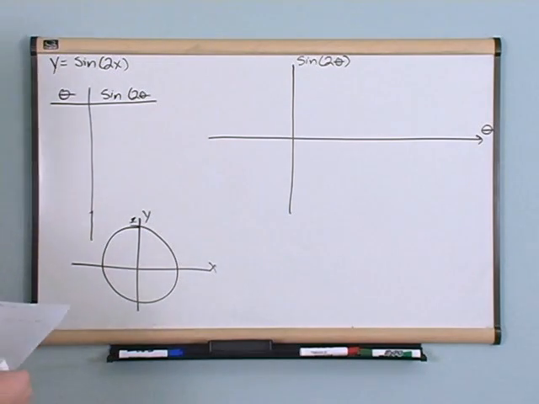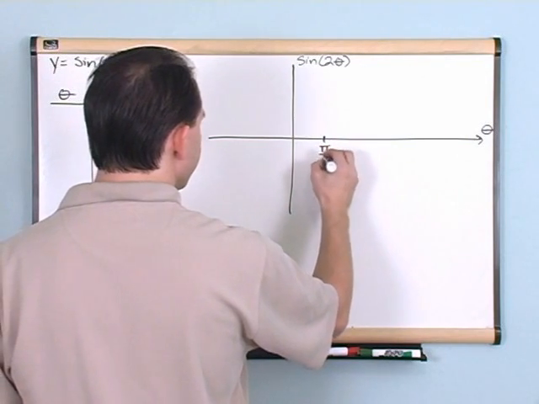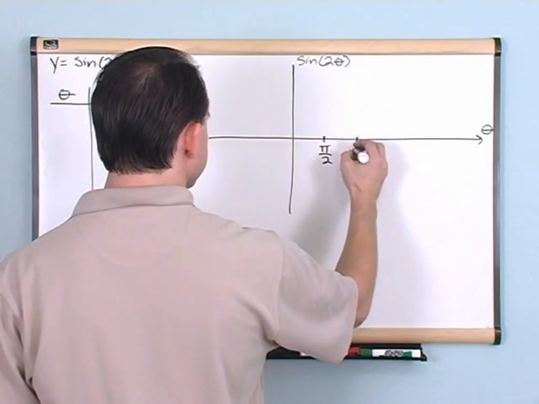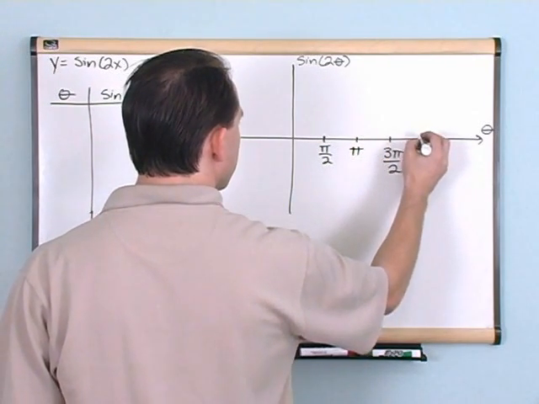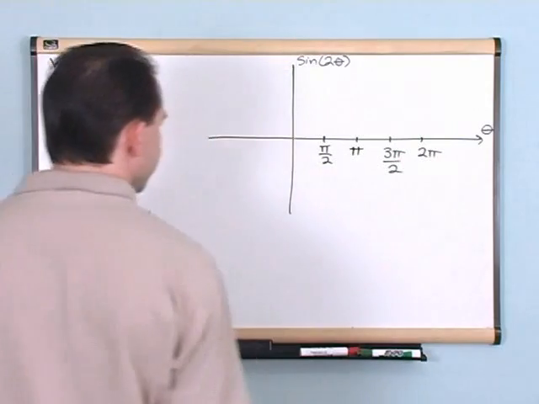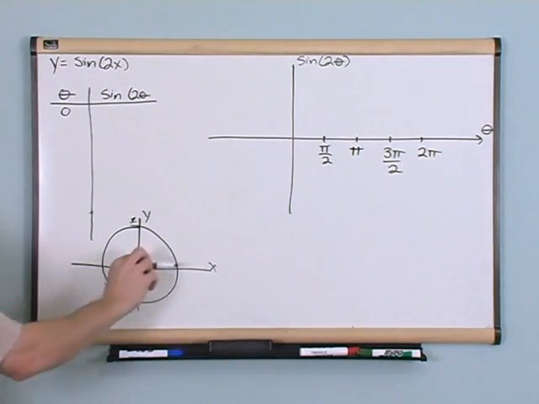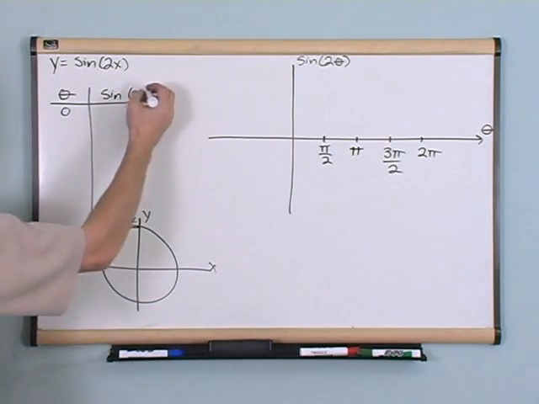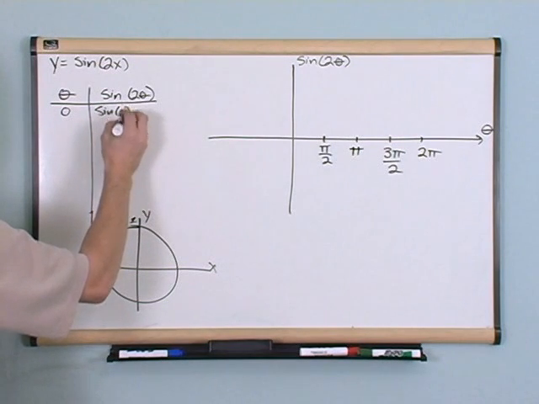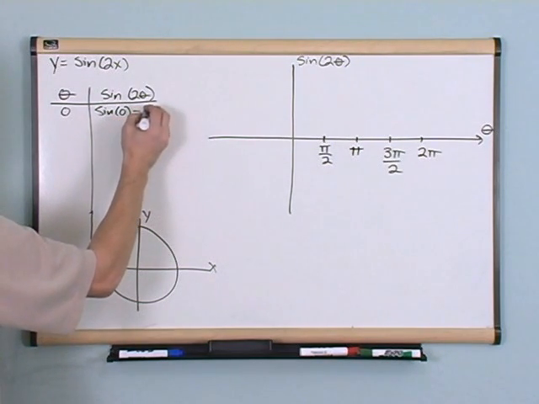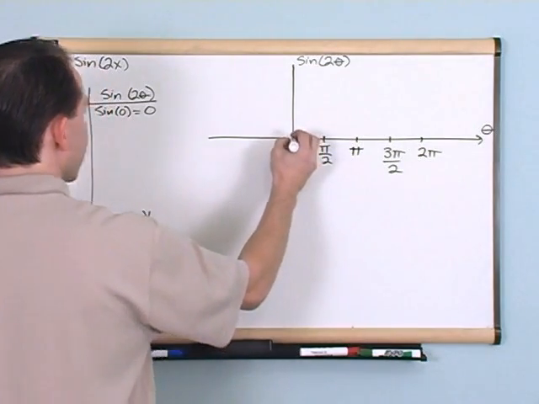So let's take the ones that we know of so far. Let's go ahead and start there and see where we get. Pi over 2, pi, 3 pi over 2, and 2 pi. And let's see where we get when we do that. If theta is equal to 0, we're over here. Okay? What we'll have here is we'll still have sine of 0, because 2 times 0 is 0, and that's just going to equal 0. Remember, just like before. So I'm going to have a dot there.